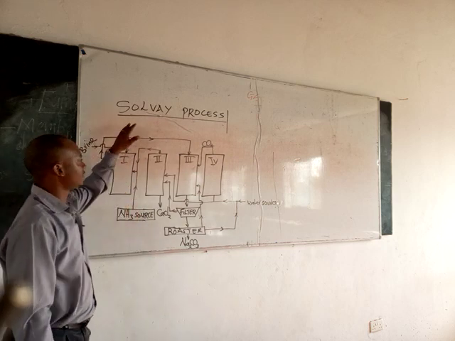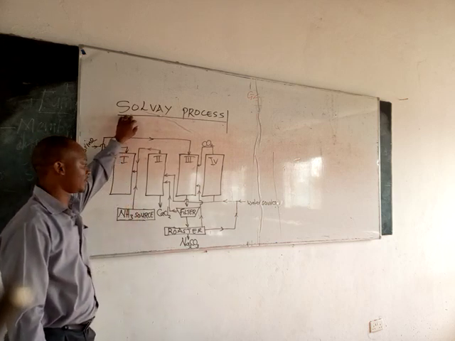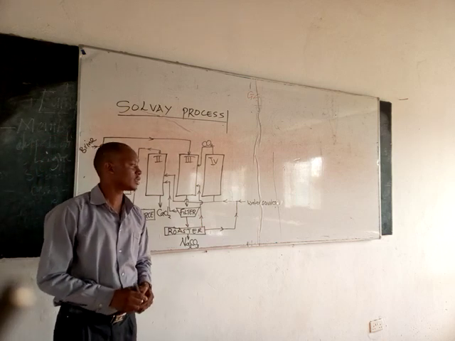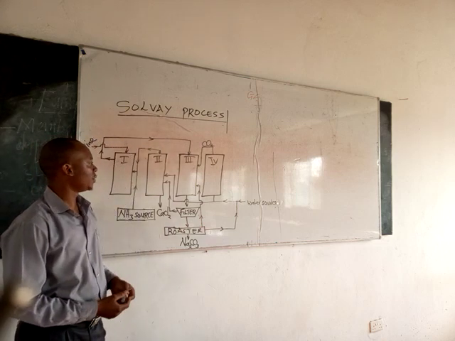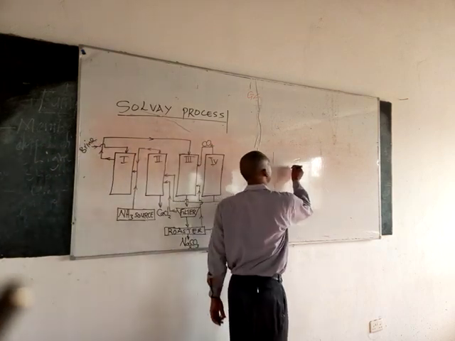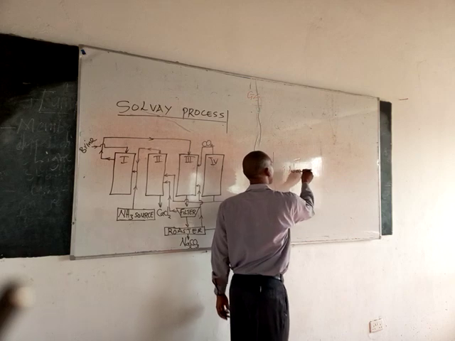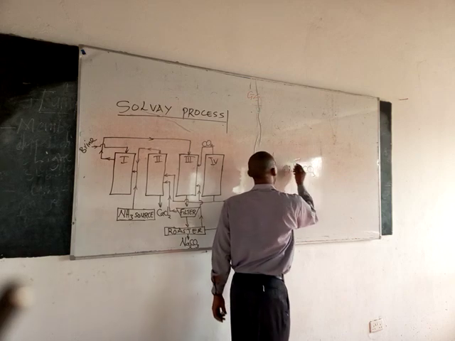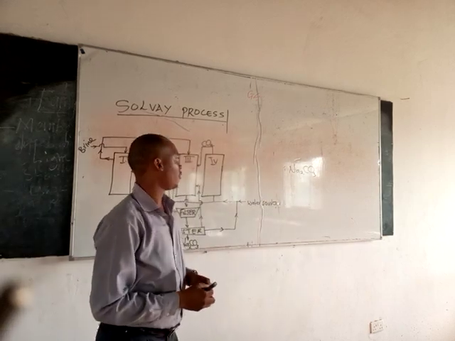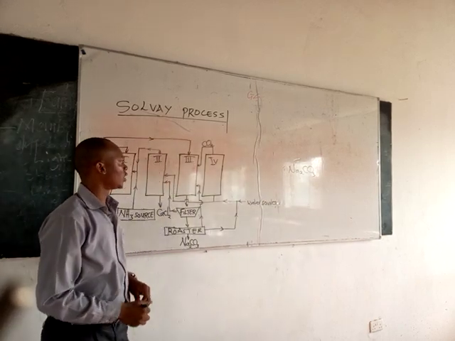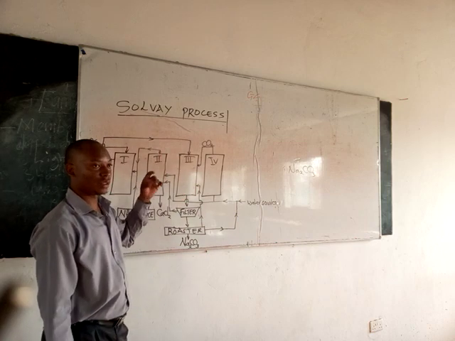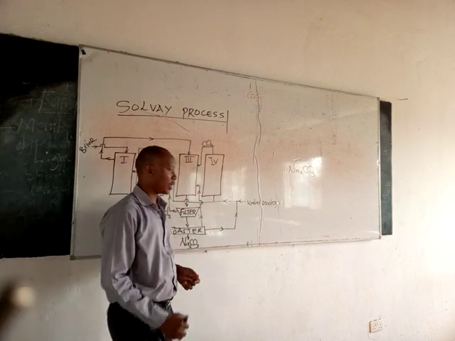So this is called the Solvay process, the scheme chart diagram representing a Solvay process. In this case, the major aim is to come up with soda ash. Soda ash is just sodium carbonate. That is its chemical name. The chemical name of soda ash is sodium carbonate. And of course, to start with, we begin with the raw materials.